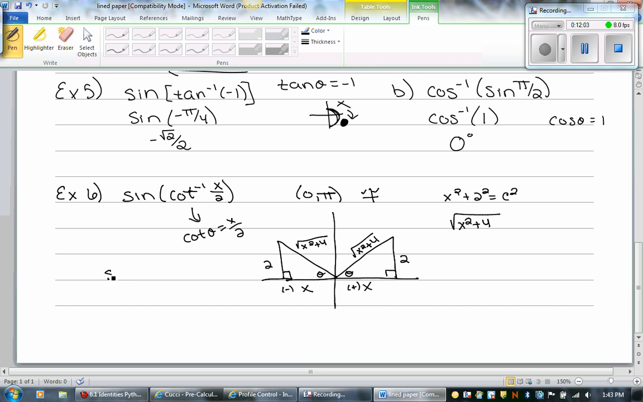So sine of that angle theta is equal to opposite over hypotenuse, so 2 over the square root of x squared plus 4. Essentially, we can say sine of cotangent inverse of x over 2 is equal to 2 divided by the square root of x squared plus 4. Okay, we've got one more example to look at.